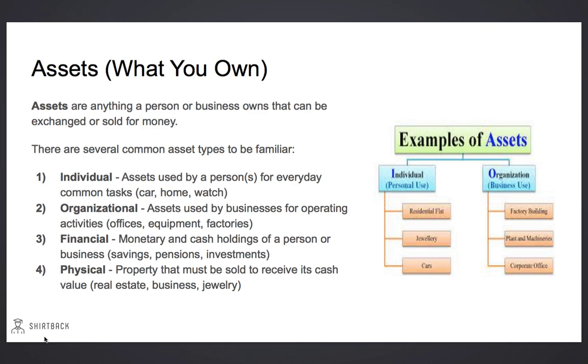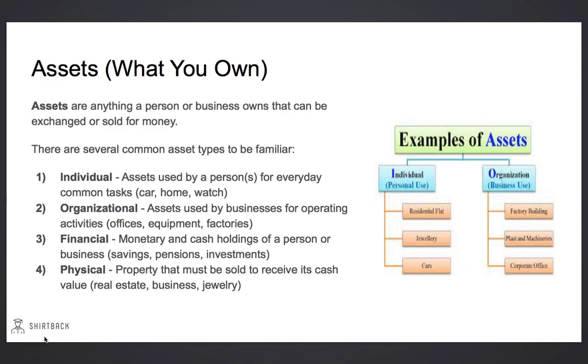Individual assets are those used by people for everyday common tasks. These could be driving your car, living in your home, using a watch. Organizational assets are used by businesses for their normal operating activities. These could be their offices, equipment, or factories.